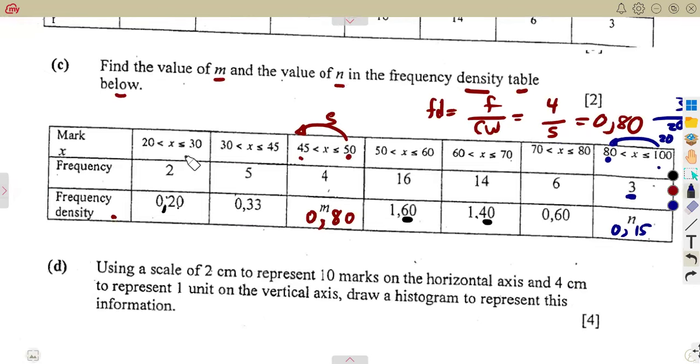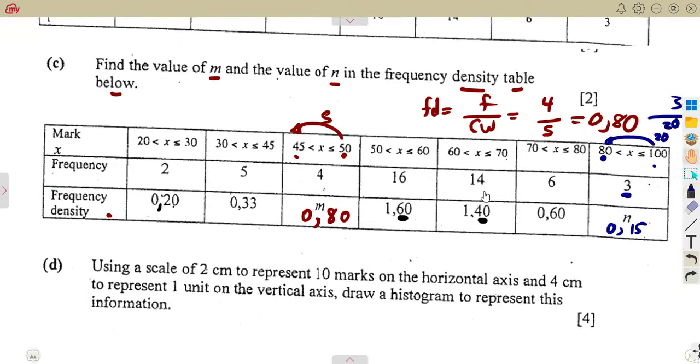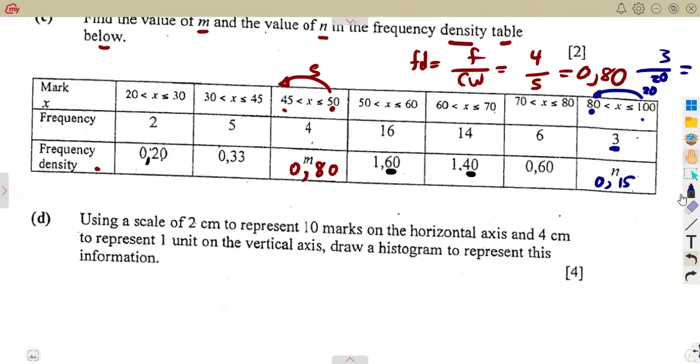If we check, these classes are different. From 20 to 30, and this one, check 35 to 45. They are different in terms of their width, so the bars are going to be different. They are not going to be the same as the one that we had. But what is it that we need? We need to represent this using a scale of 2 centimeters to represent 10 marks on the horizontal axis. The horizontal axis is the part of the marks. 4 centimeters to represent 1 on the vertical axis, which is the part of the frequency density, because you need a histogram there.